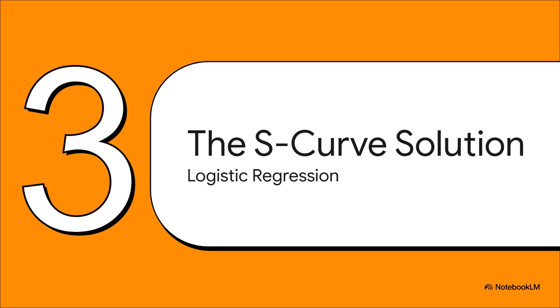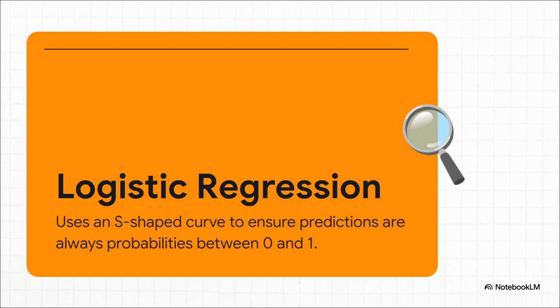And that brings us to a technique called logistic regression. So instead of that clumsy straight line, logistic regression uses this really clever S-shaped curve. And the beauty of this curve is that by its very nature, its math is designed to be squeezed between 0 and 1. It literally cannot go any higher or lower, which makes it absolutely perfect for modeling probabilities. It just elegantly solves our problem.